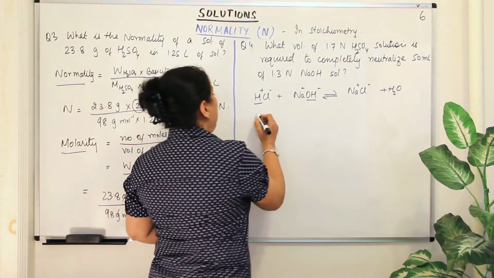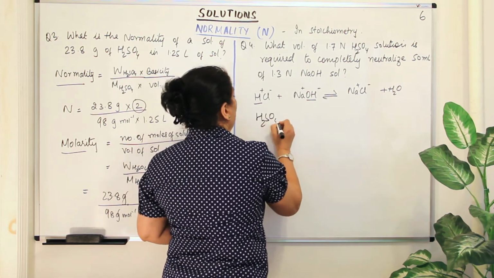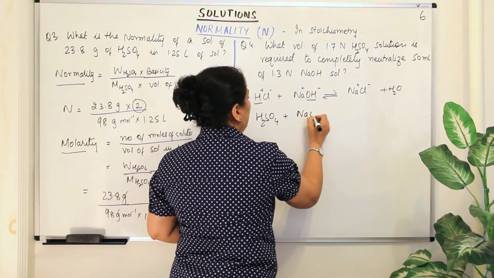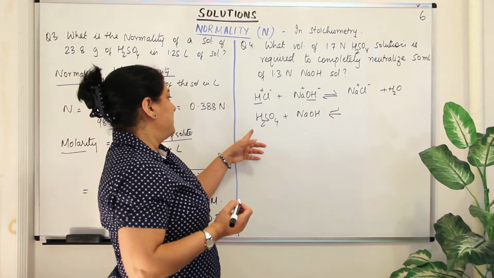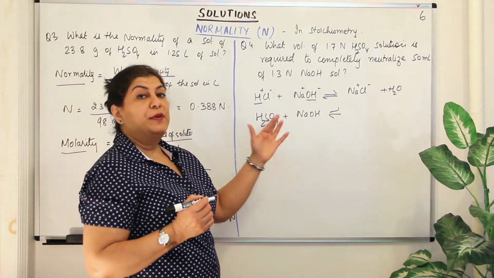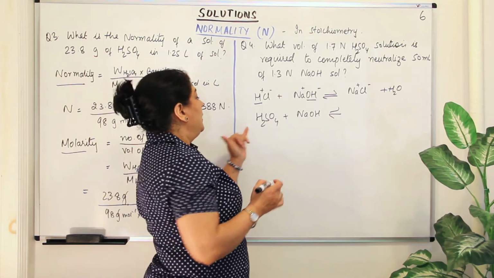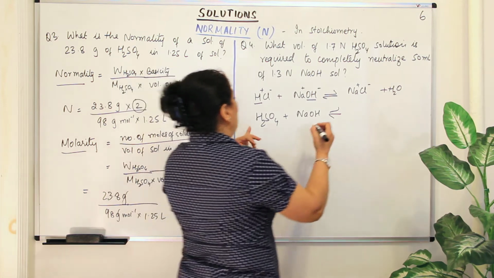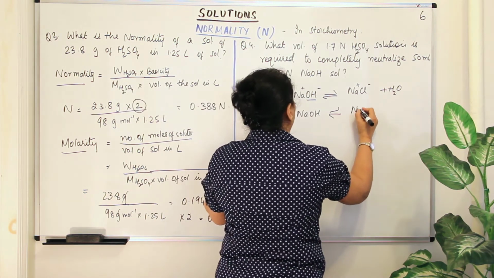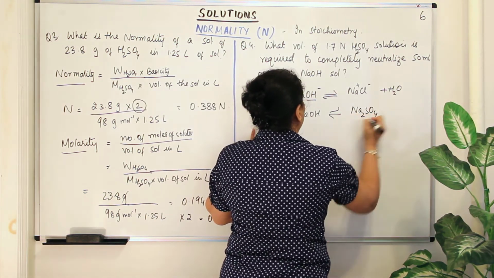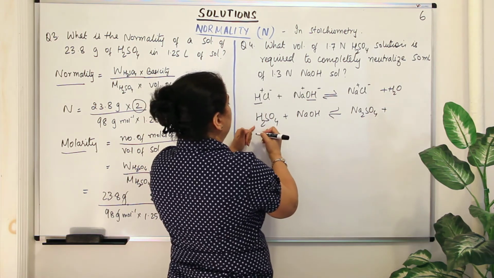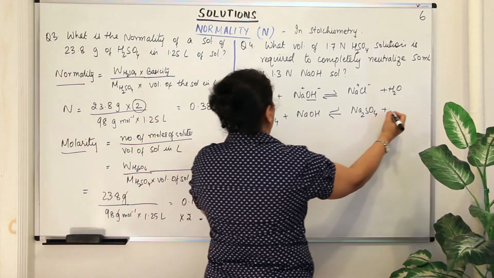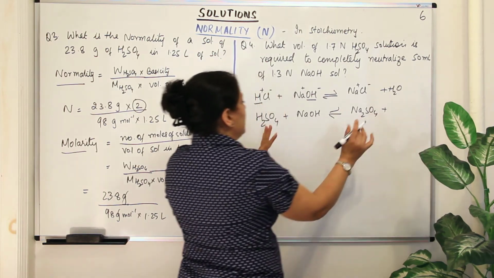Let us say you had 1 mole of H2SO4 and 1 mole of NaOH, or 1 molar solutions of both of these. 1 molar means 1 mole per liter. Now what will happen in this reaction? You will get Na2SO4 as the salt, but the equation will not be balanced.